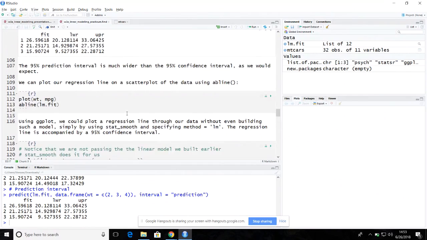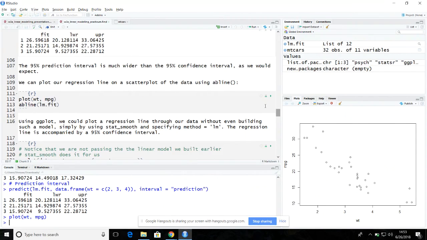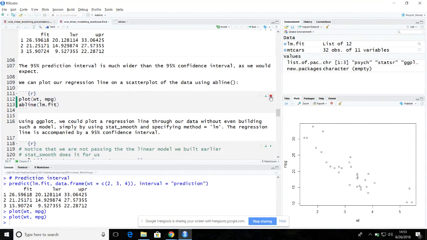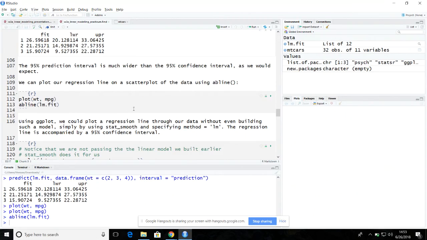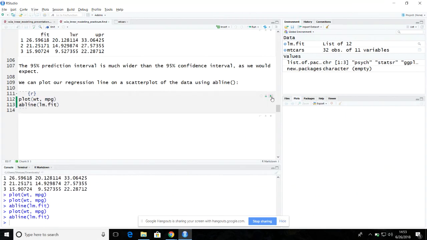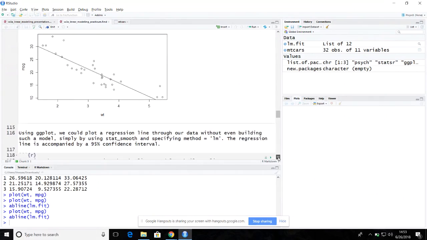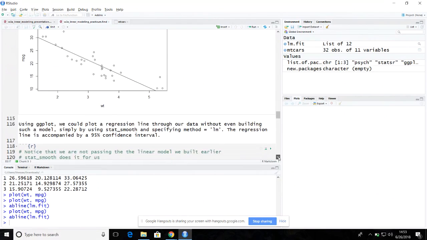Now that we've built a linear model, if we want to visualize it, we can use abline to plot the regression line on a scatter plot. If our scatter plot was wt and mpg, we can draw a line through here simply by running abline(lm.fit) after that. There we go. So this is what our model looks like. That's pretty reasonable.